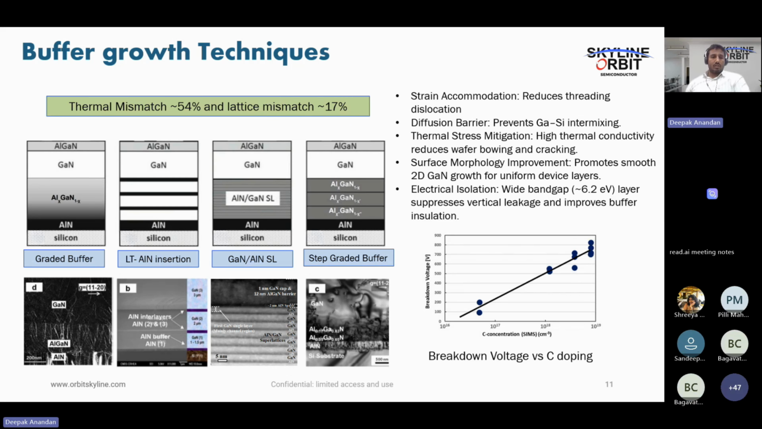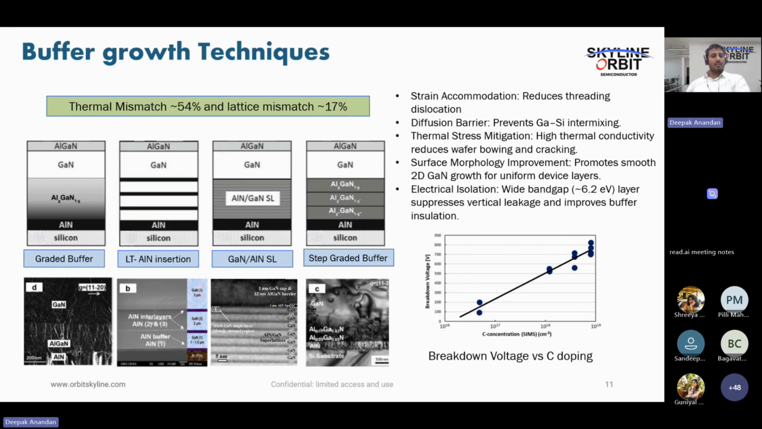The third one is a kind of superlattice. A superlattice is nothing but growing thin layers of two different materials alternately. If you grow that, it helps bend the dislocations which are propagating to the top surface, and it also improves the buffer resistivity. Buffer resistivity is quite important in order to avoid buffer leakage, which leads to device breakdown. The fourth one is, unlike the first one, we are not linearly increasing the gallium composition.